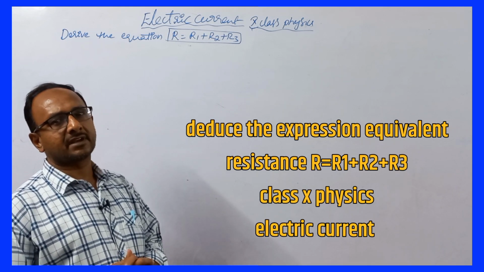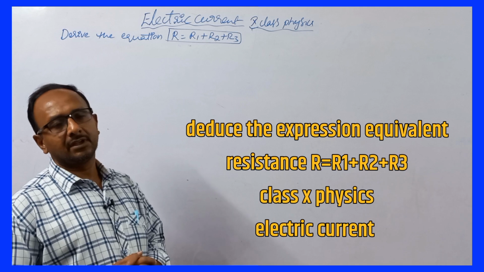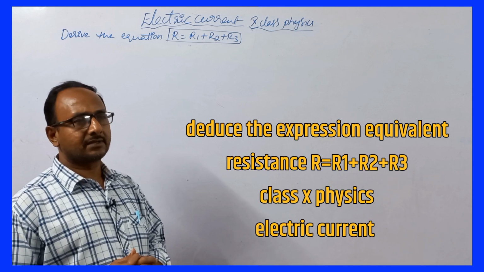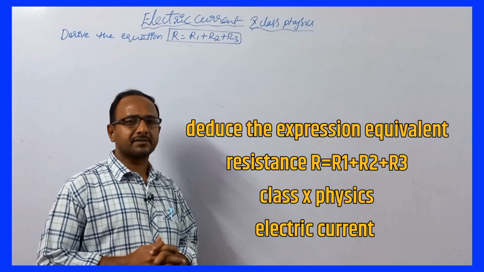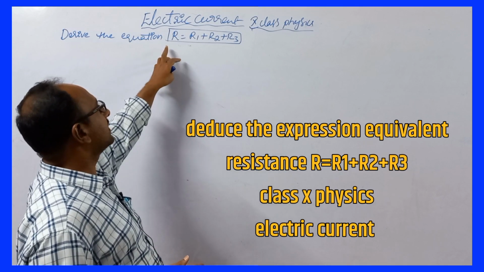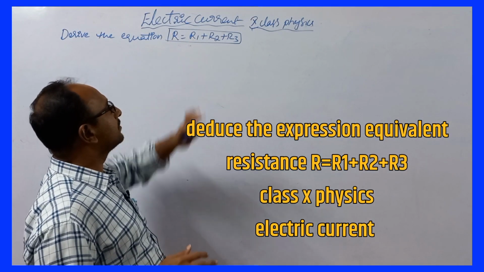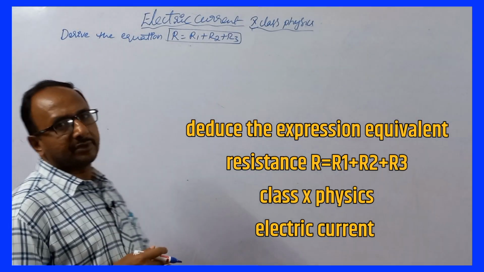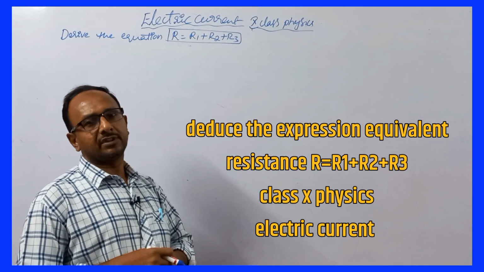So when the resistors are connected in series, we want to derive the formula for total resistance or equivalent resistance or resultant resistance. R is equal to R1 plus R2 plus R3. So, clear information, students, with the answer.